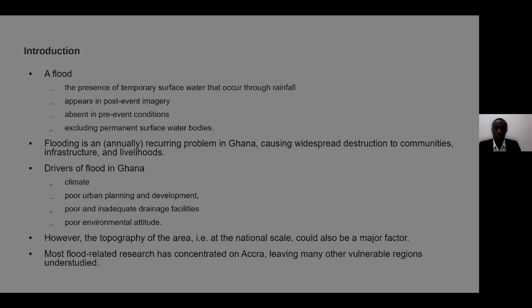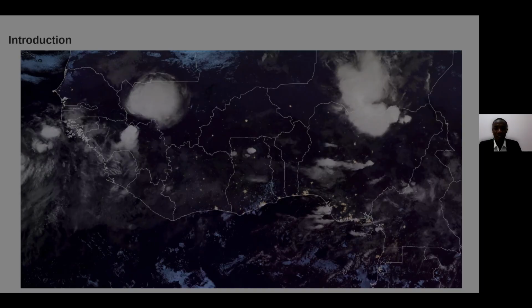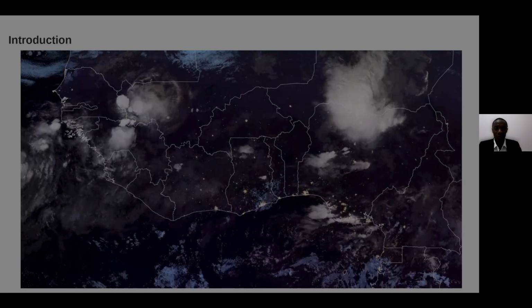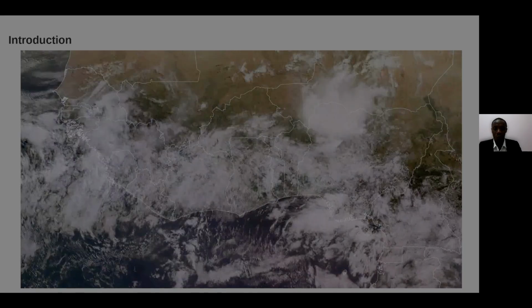Now, most flood-related research is concentrated on Accra due to the economic potential of the capital city, leaving many other areas and regions understudied. To have a holistic view of the flood situation in the country, we want to use Earth observation data sets to study the phenomenon on a national scale. This is inspired by visualization of the day and night movement of precipitation clouds on the UMESAT web platform.